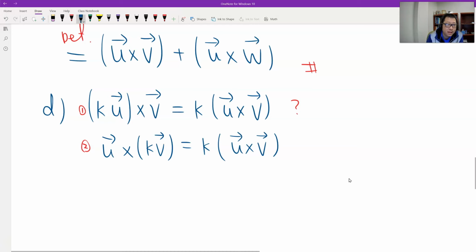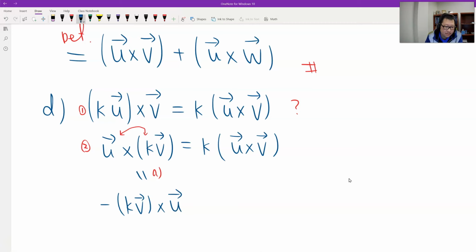So I can show a little. You can switch the order, which is property 8, anticommutative. By anticommutative, this should be KV cross U, but we need to put a negative. And then by the first of D, we can take the K outside, right? Therefore, there's a negative K.